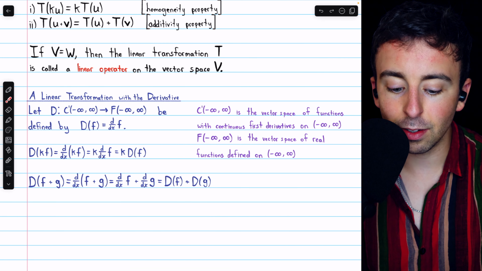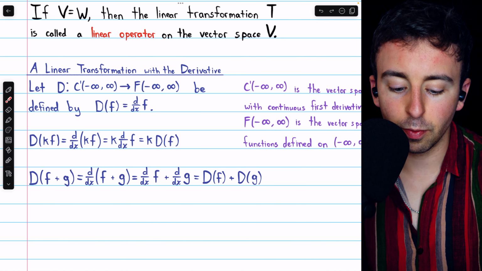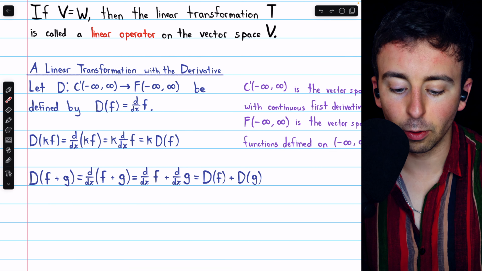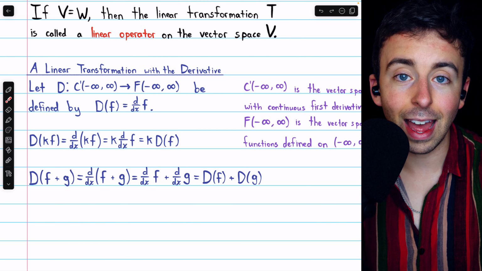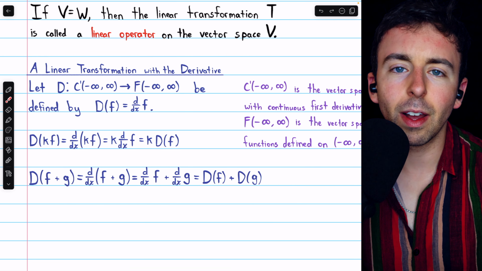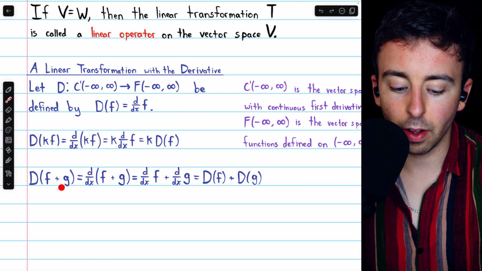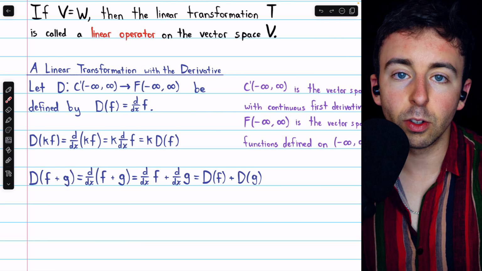The homogeneity property is straightforward to verify from our knowledge of derivatives. The derivative of a scalar k times a function f is just that scalar k times the derivative of the function, which of course is k times D of f. A scalar can just be pulled out of the derivative operator, so it satisfies the homogeneity property. The additivity property is similarly familiar. The derivative of a sum of functions is just the sum of the derivatives of those individual functions. So D of f plus g is D of f plus D of g. Clearly, the derivative operator is a linear transformation.